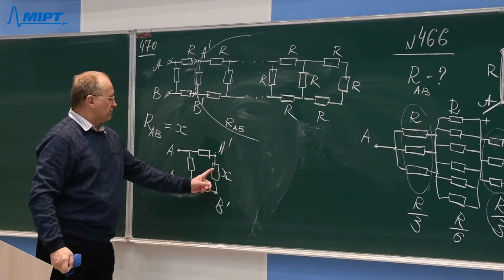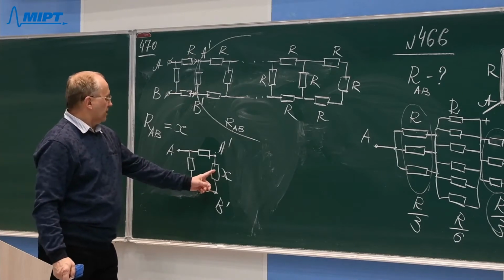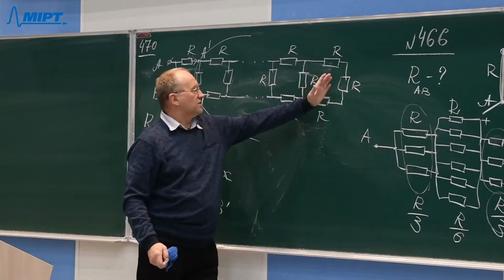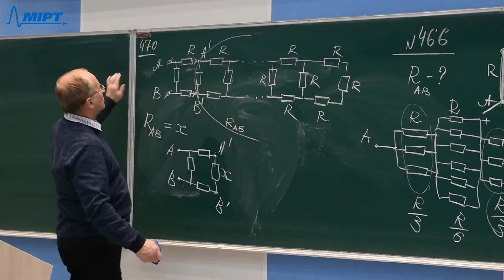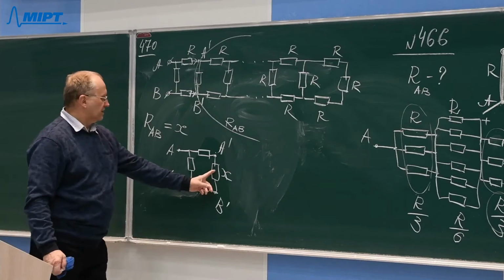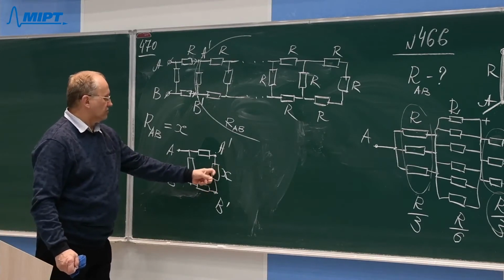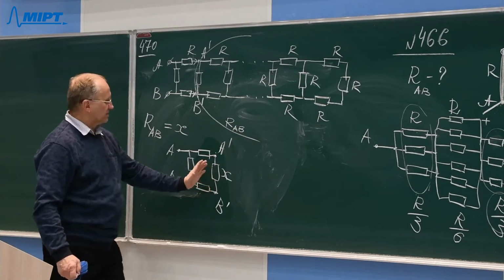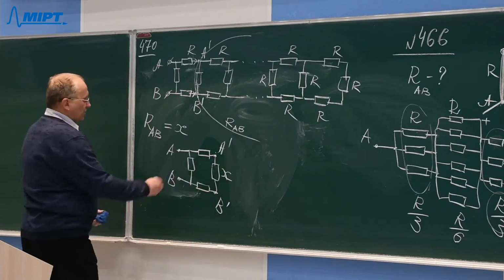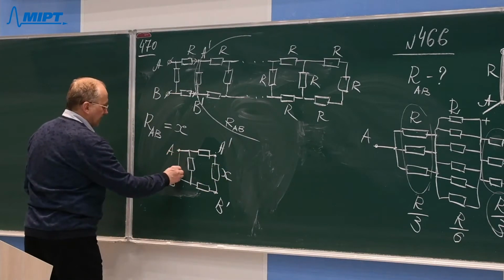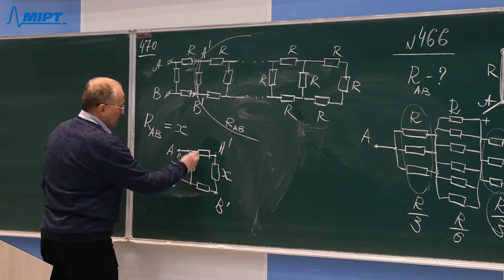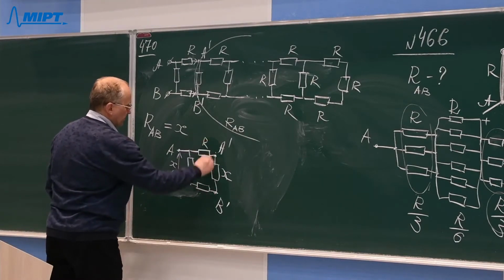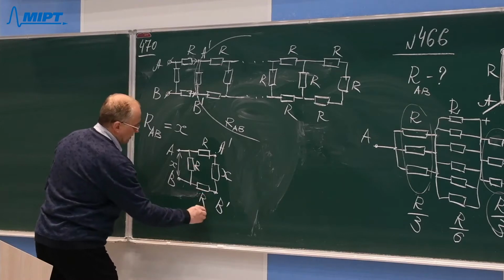This single resistor is the resistance of the remaining infinite circuit, the resistance between points A prime and B prime if the first cell is disconnected. That is, the single unknown resistor represents the infinite circuit here. And we know that the resistance between points A and B is also X. So it's easy to calculate the resistance of this remaining circuit.